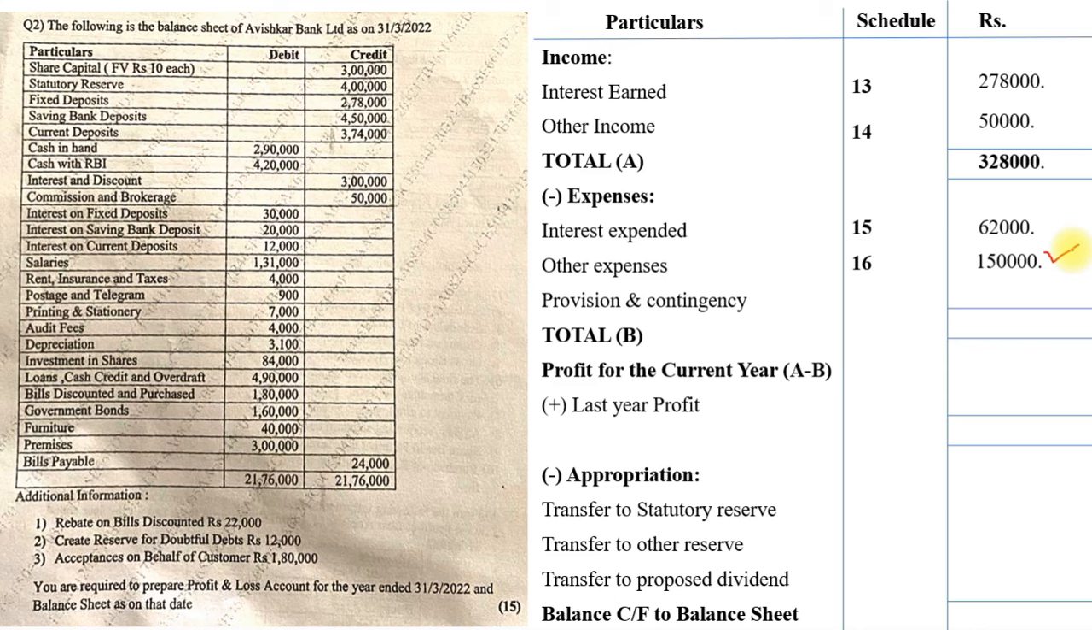Now let us start to check for any provisions which are given in the question. Provision means if you have kept any reserve. I can see adjustment number 2: create an RDD at rupees 12,000. Always remember, whenever a provision has been created for RDD, it will always come under provision and contingency, which is 12,000. We add up all the expenses, 62,000 plus 1,50,000 plus 12,000, it comes to 2,24,000.